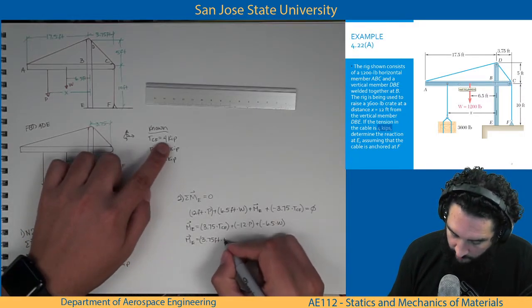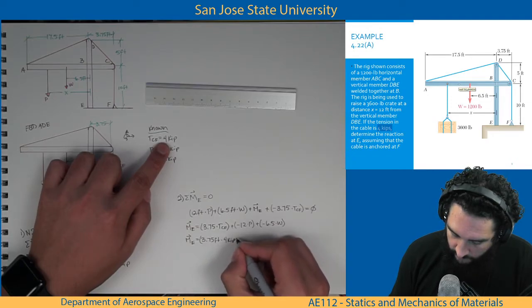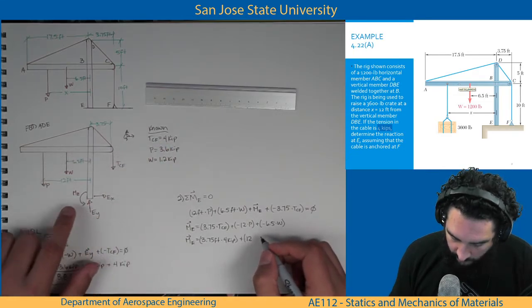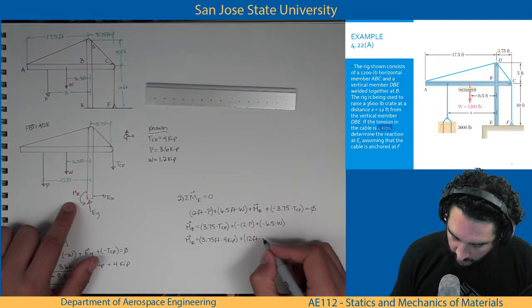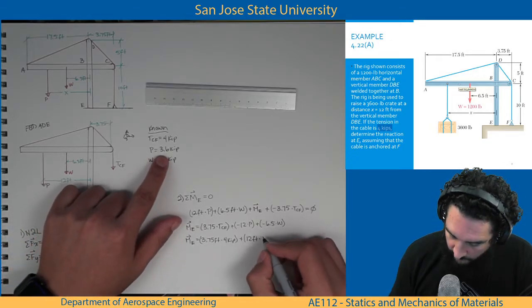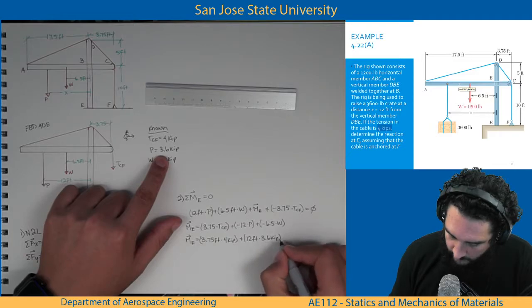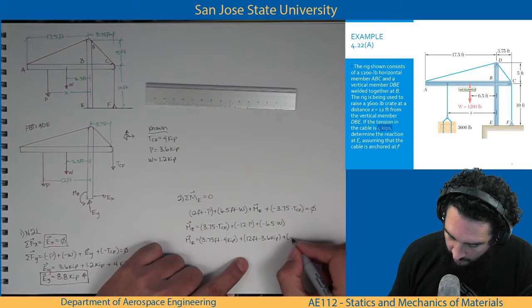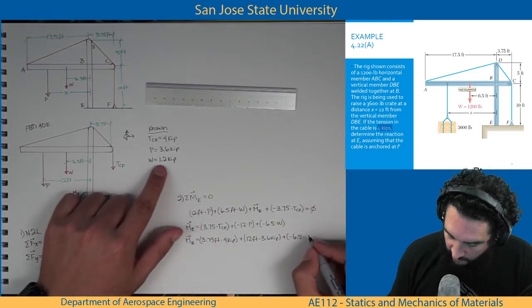TCF for KIP, 12 feet by P, 3.6 KIP, plus negative 6.5 times W.